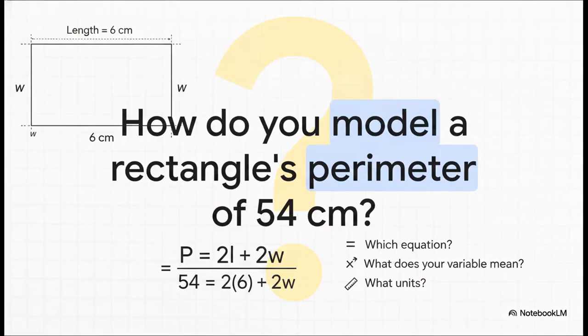All right, it's time for our first knowledge check to see how well we can apply this modeling process to a geometric relationship. Here's the scenario. The perimeter of a rectangle is 54 centimeters, and its length is 6 centimeters. Thinking back to our blueprint, ask yourself, which equation represents this relationship? What exactly does your variable mean here? And what units will belong to your final answer?